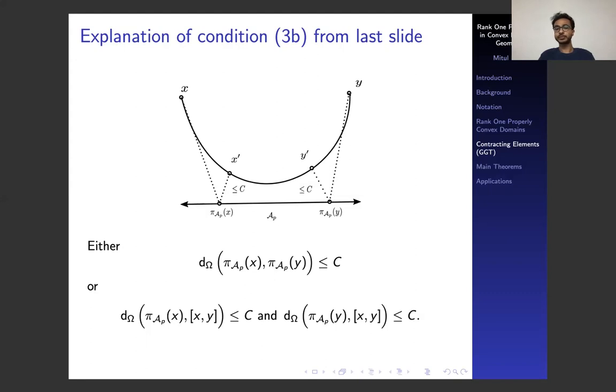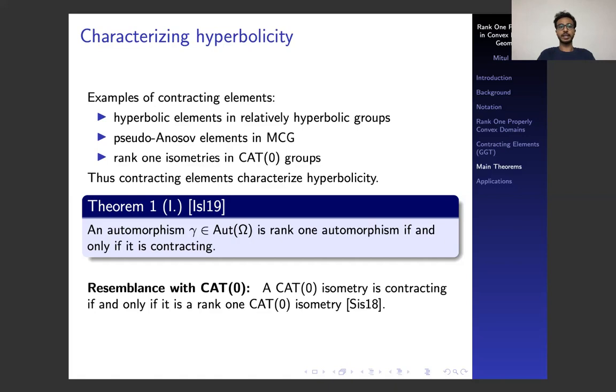Here are some examples of contracting elements: hyperbolic elements in relatively hyperbolic groups, pseudo-Anosov elements in mapping class groups, and rank 1 isometries in CAT(0) groups. Thus, we see that contracting elements characterize hyperbolicity in many different contexts. Now we are in a position to state the main theorems of this talk. Theorem 1 says that an automorphism gamma in the automorphism group of a properly convex domain omega is a rank 1 automorphism if and only if it is contracting.